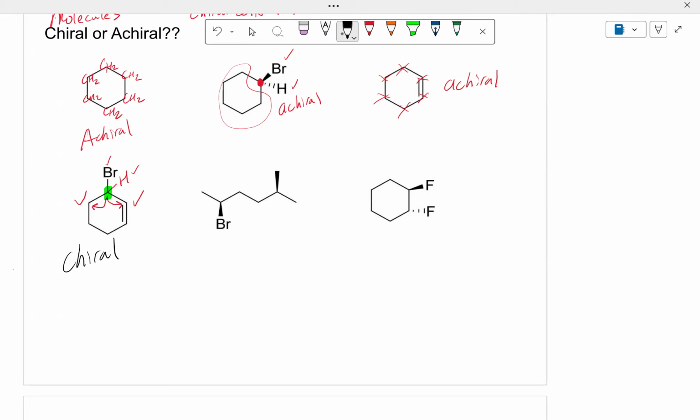Okay, let's look at the middle one here. So again, quickly go through and eliminate the things you know can't be chiral. That means CH3s and CH2s. So let's start with the bromine there. And I'm going to draw on the hydrogen we don't see. So bromine and hydrogen are different. I got a methyl group on one side and then this other very long carbon chain on the other side. So that's four different groups. This carbon is chiral.